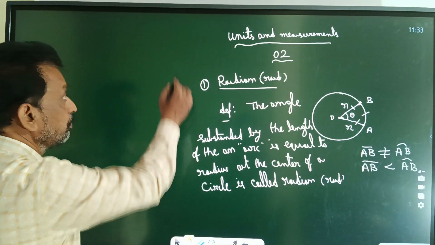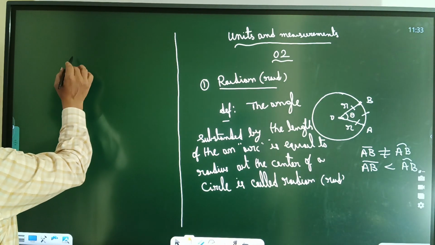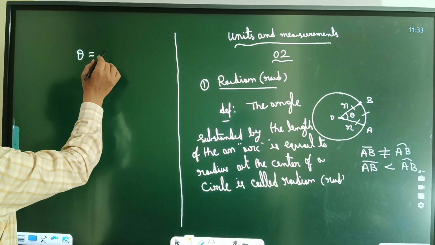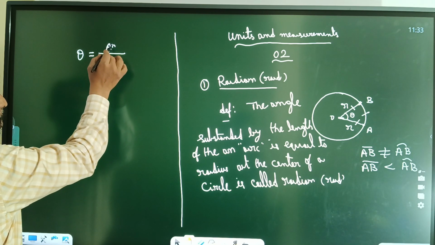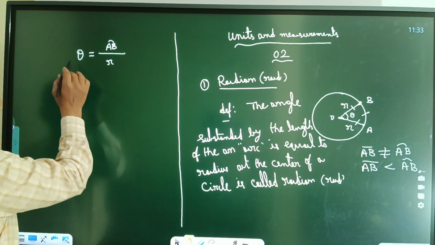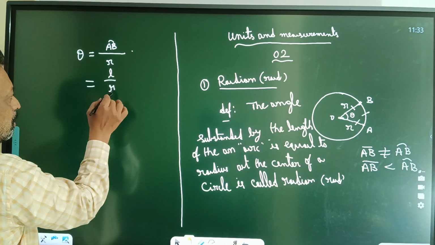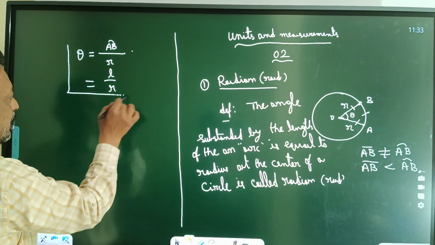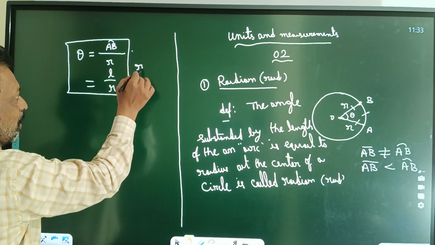Now we can say theta is equal to the length of the arc, I can say arc AB, divided by the radius. So that is equal to L by R. Now the units cancel, and it is equal to 1 rad.